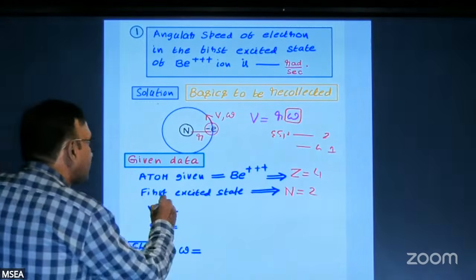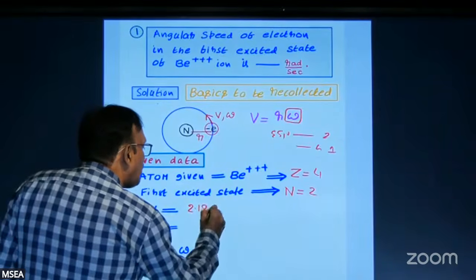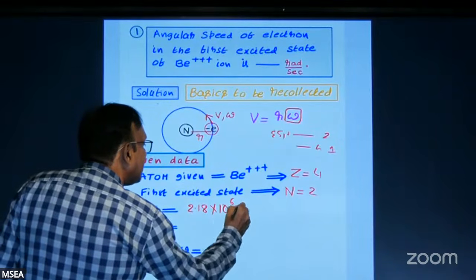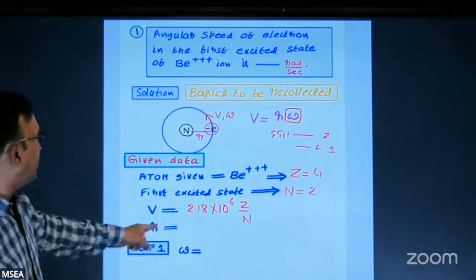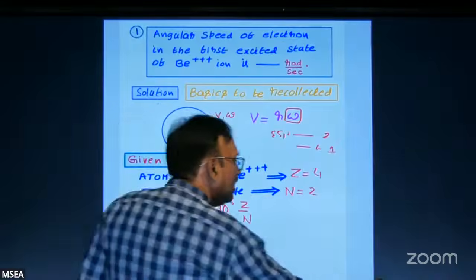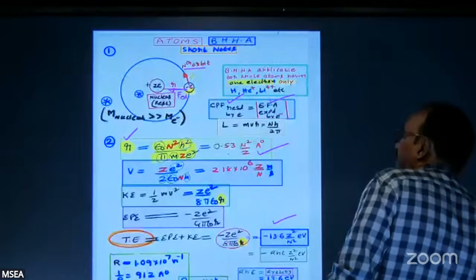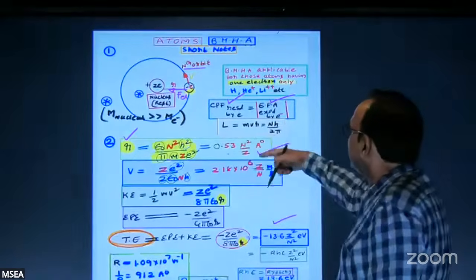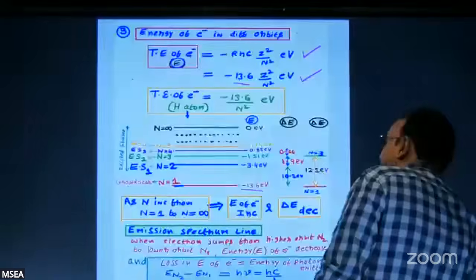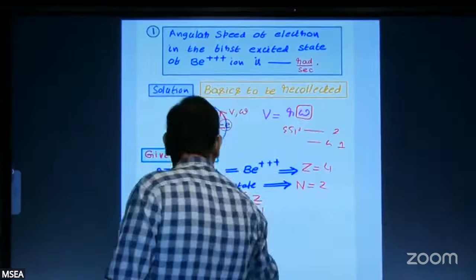What is the velocity of the electron in any nth orbit? This comes out to be 2.18 into 10 to the power of 6 into z by n. So the velocity of the electron is 2.18 into 10 to the power of 6 into z by n. You have to be good at these things. Now coming to the next step, listen.